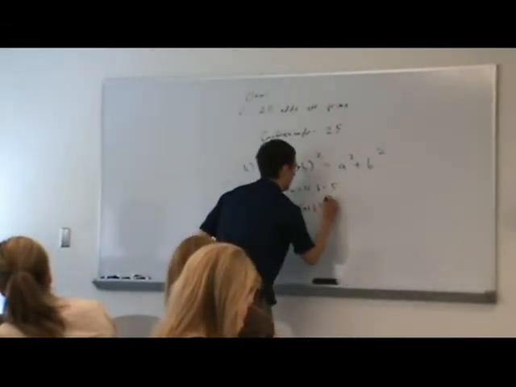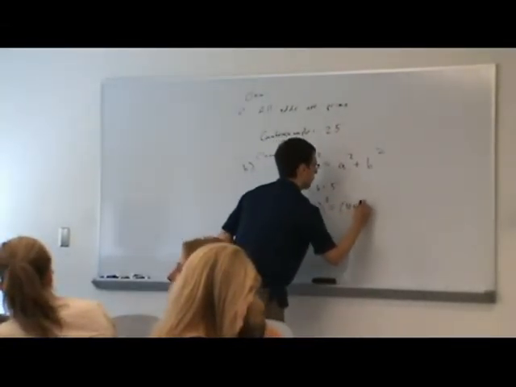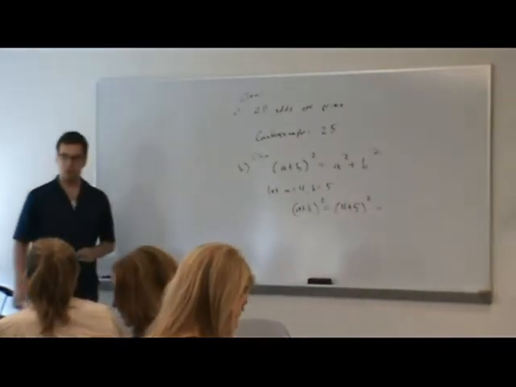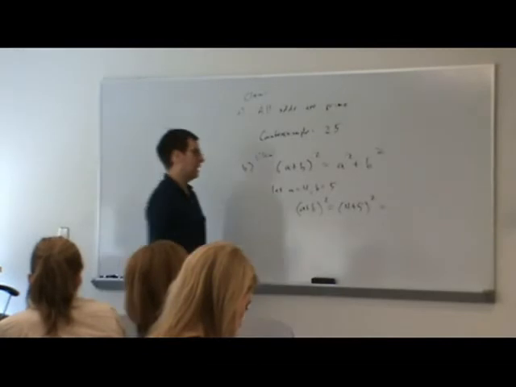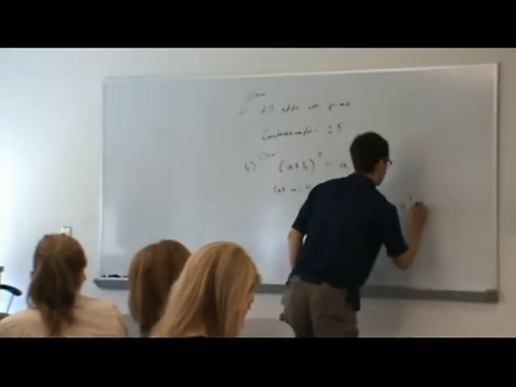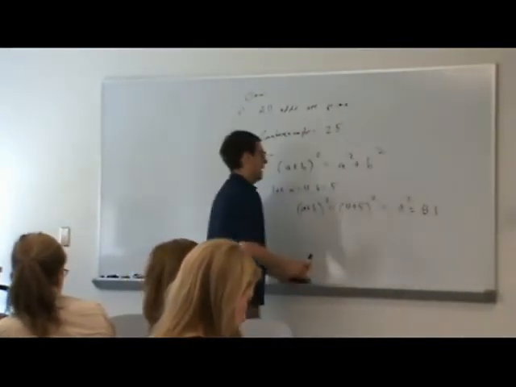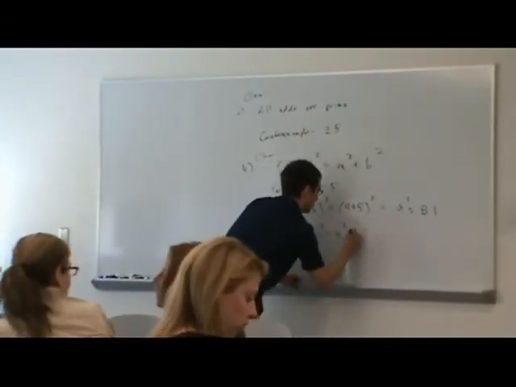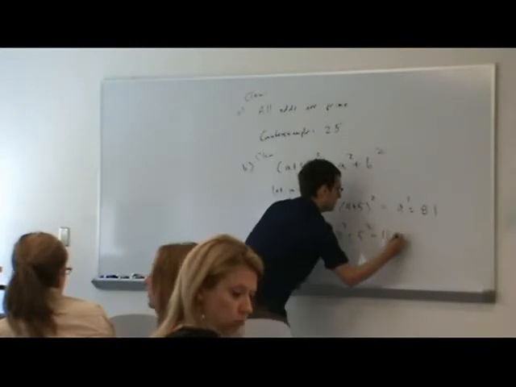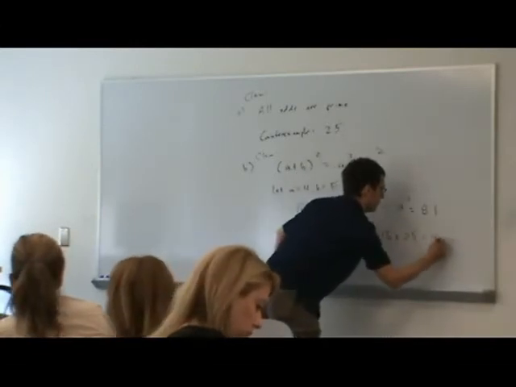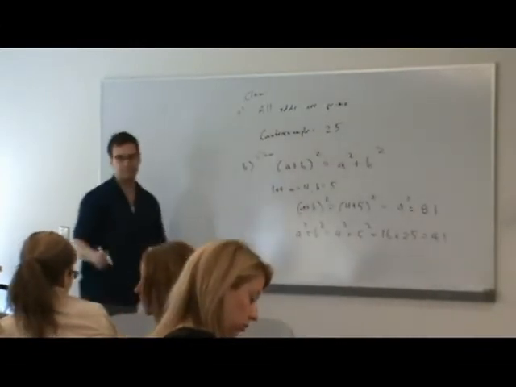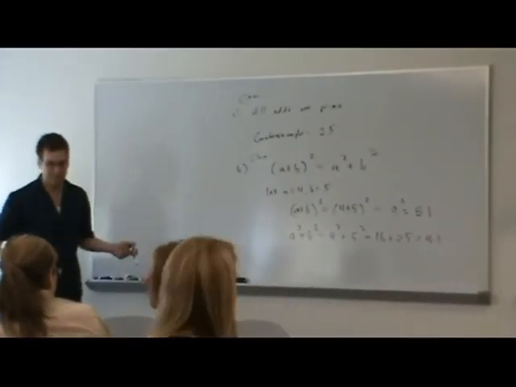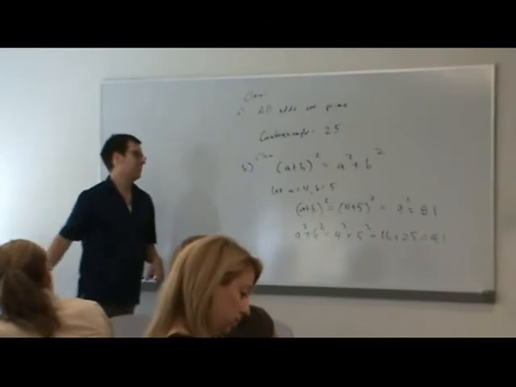A plus b, the quantity squared, is 4 plus 5, the quantity squared. Well, we do parentheses before we do exponents, right? So this is 9 squared, or 81. However, a squared plus b squared is 4 squared plus 5 squared, is 16 plus 25, which is 41. That should end the discussion. It doesn't, unfortunately. It should end the discussion.